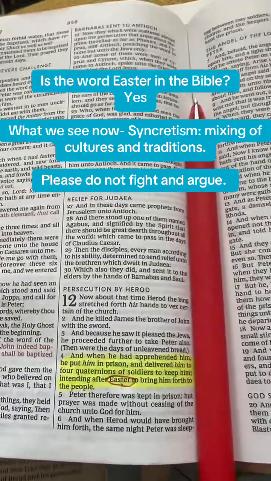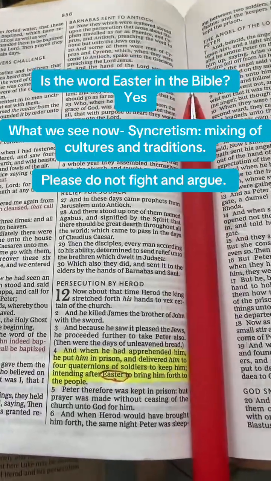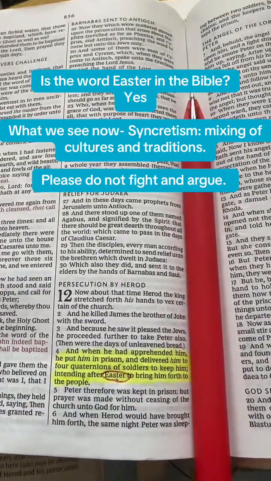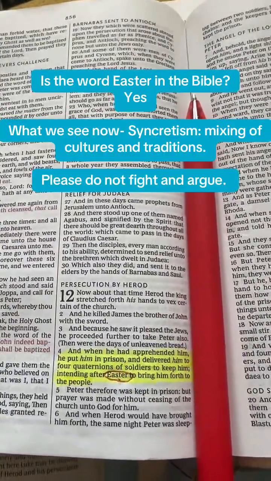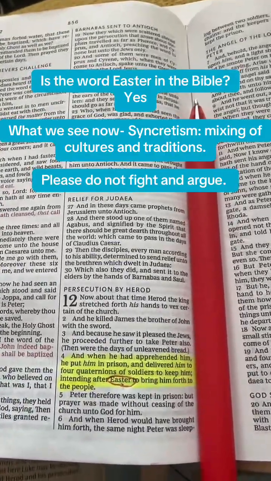Then we have the second thing that's happening, Easter, the English word Easter. Again, this word may have older associations with a spring month or festival in Anglo-Saxon culture, that does not make the resurrection itself pagan.